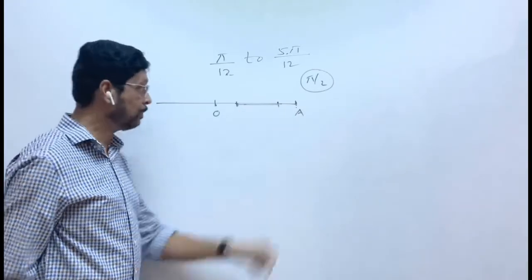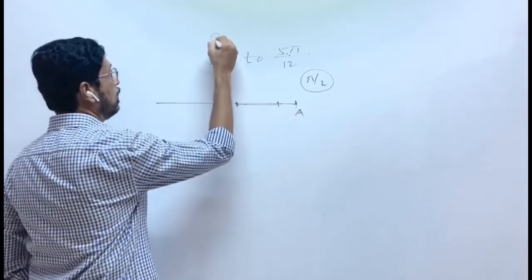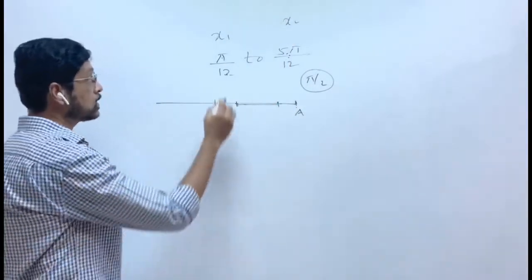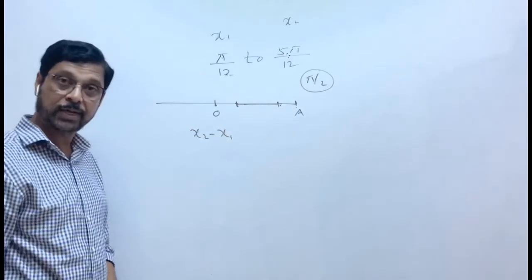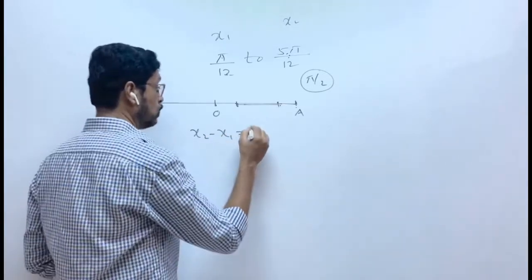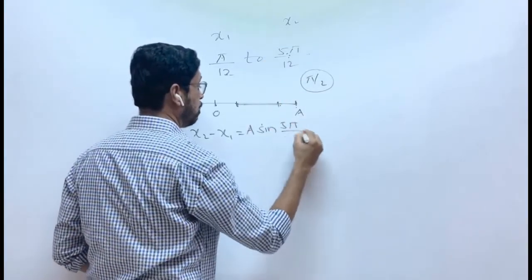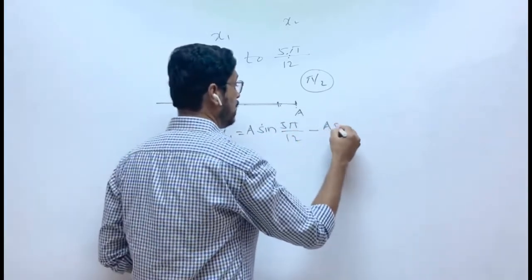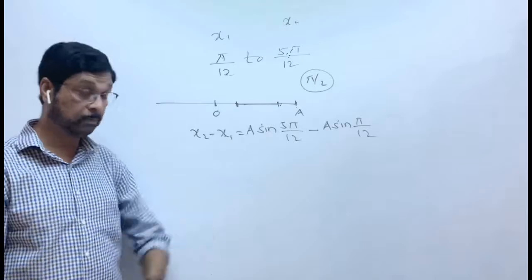5 pi by 12. Suppose for pi by 12, the displacement is x1. For 5 pi by 12, it is x2. So the distance traveled from x1 to x2 means x2 minus x1, which you have to find out. x is a sine omega t, so a sine 5 pi by 12 minus x1, which will be a sine pi by 12. Check it once.